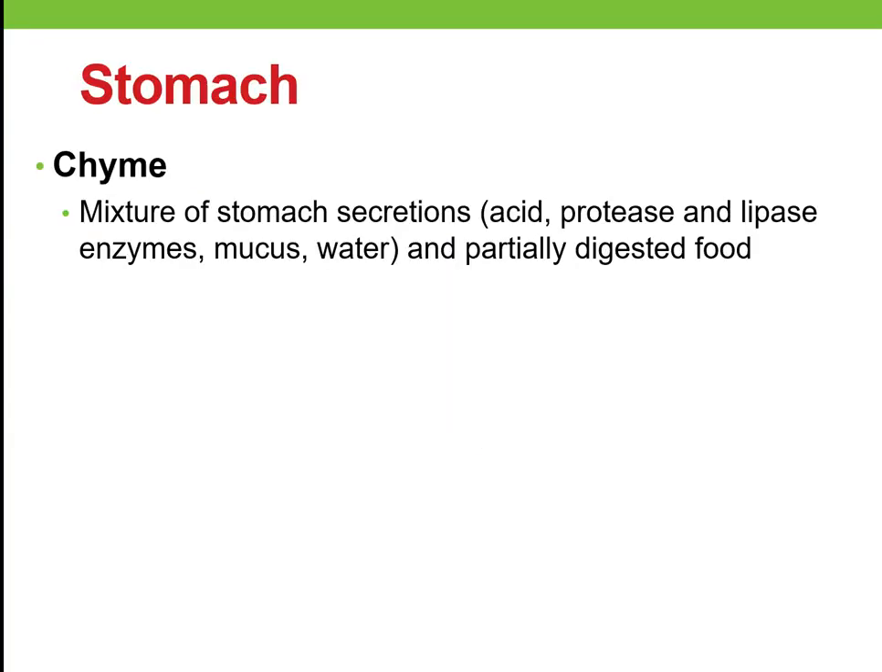So what happens in our stomach? Well, we're going to create this substance called chyme. And at this point, it's really not going to be food anymore. It's chyme. So our chyme is a mixture of our stomach secretions. So we have acid. And remember, this is strong acid. This is hydrochloric acid. So we're not messing around here. We have different enzymes. So we have a new enzyme that we haven't talked about yet, and this is a protease. So protease is going to break down proteins.